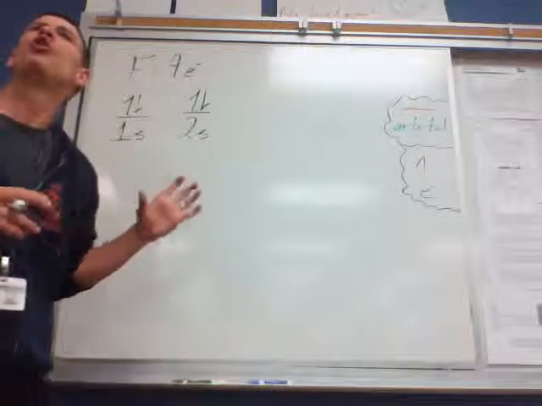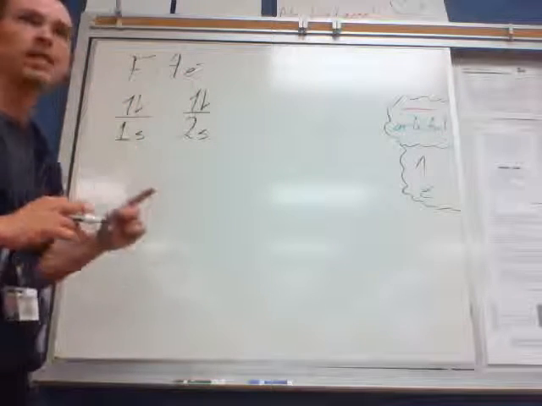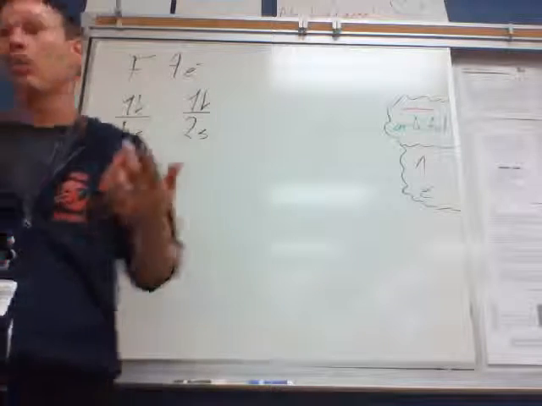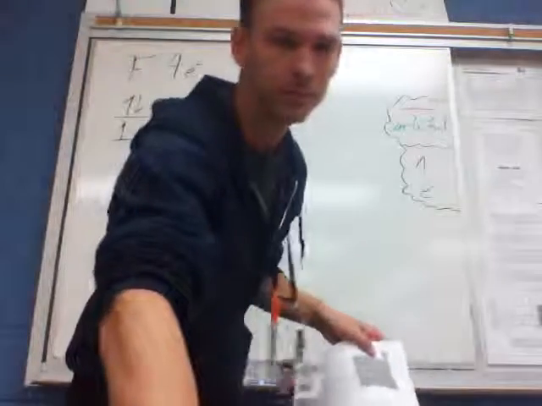How many electrons have we drawn total now? 1, 2, 3, 4. Are we done? No. Fluorine has 9. We've got to get to 9. So, let's continue.